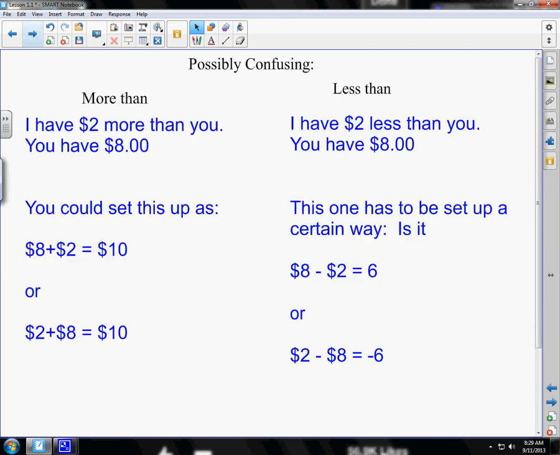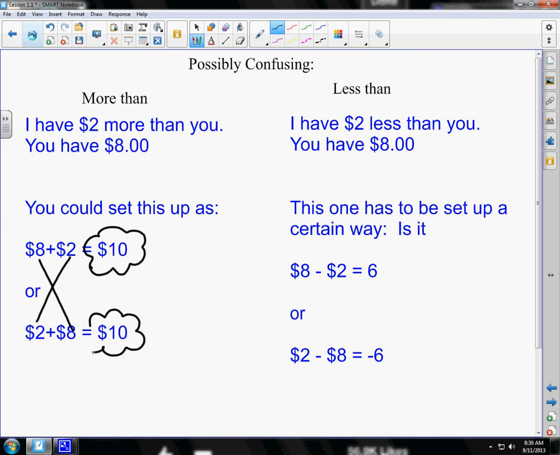These are possibly confusing. I have $2 more than you. You have $8. So you could set this up as 8 plus 2 is 10. Pretty much most of us could do that in our head. Or 2 plus 8. See how they're different? They're in different spots. Equals 10. That is totally fine. With addition, they both equal the same answer.